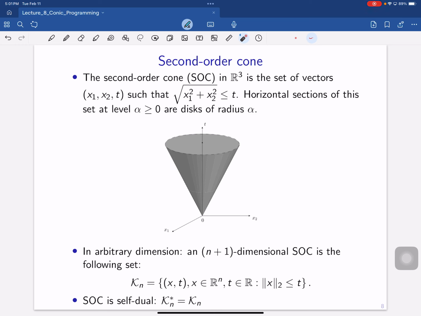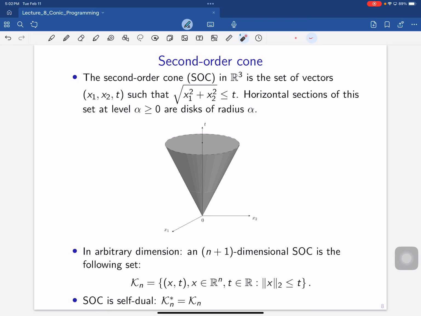Okay. Any questions regarding the definition of this set? So the second order part comes from that norm being given. Yeah, exactly. So that's what it means by second order. Okay. Any other questions? It's just the two norm of an n-dimensional vector being less than or equal to the last dimension. So geometrically, you can think about this shape here.